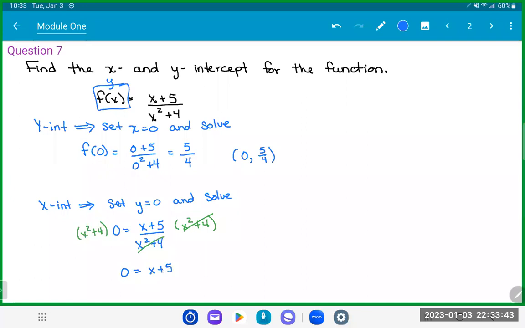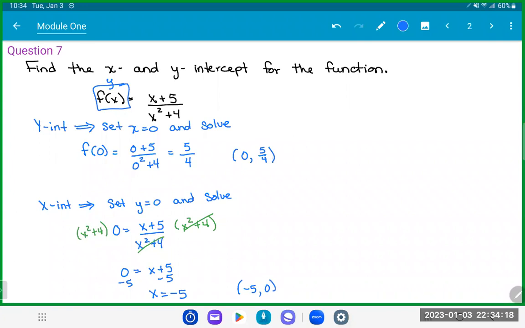Now I want to get x by itself, so I subtract 5 from both sides, and I get that x is equal to -5. Just like with my y-intercept, that is a single value of x, but this problem is looking for a coordinate point. So when my x value is -5, my y value is 0, and that is what Mobius is looking for as a solution.